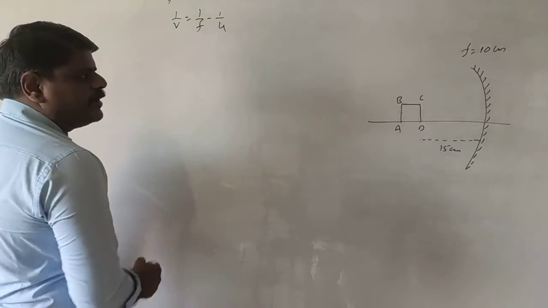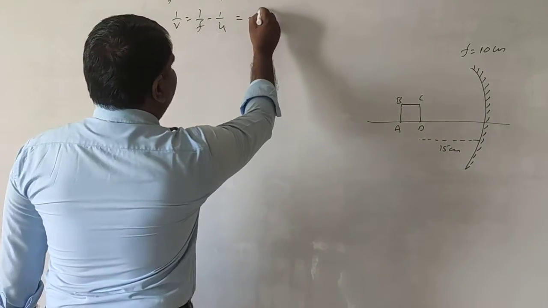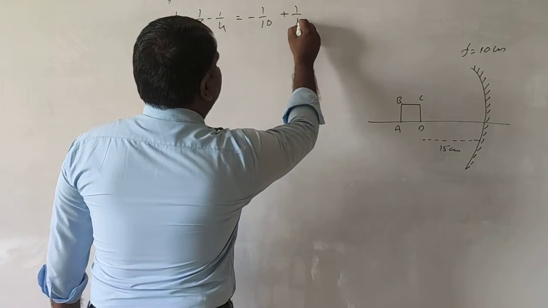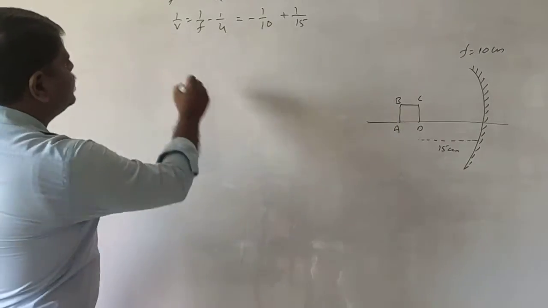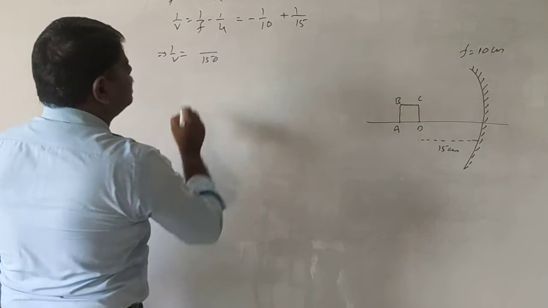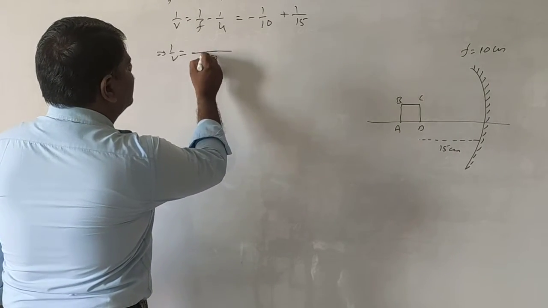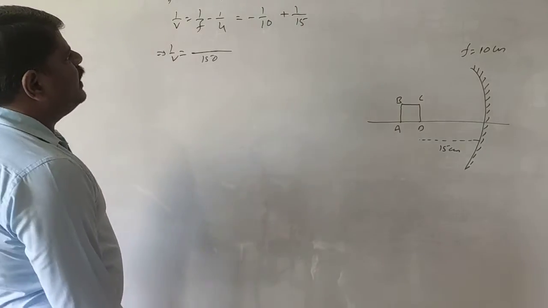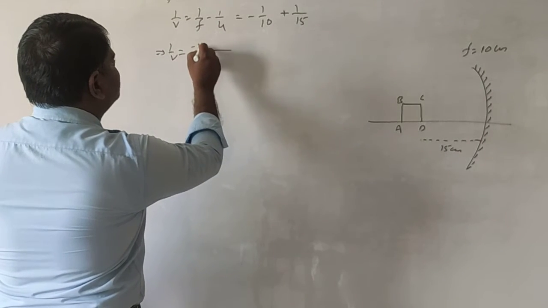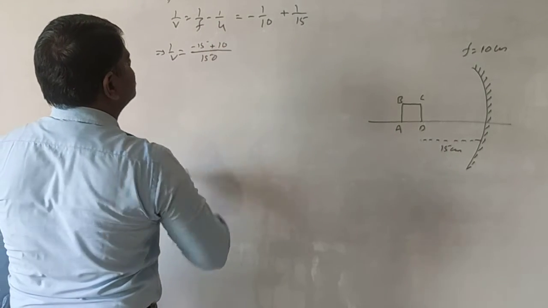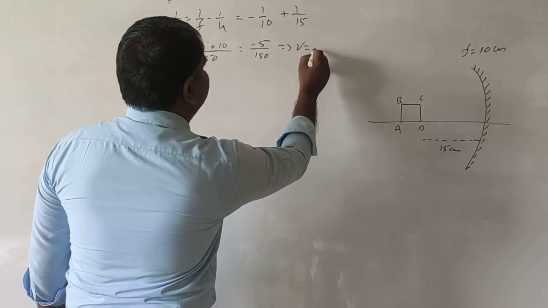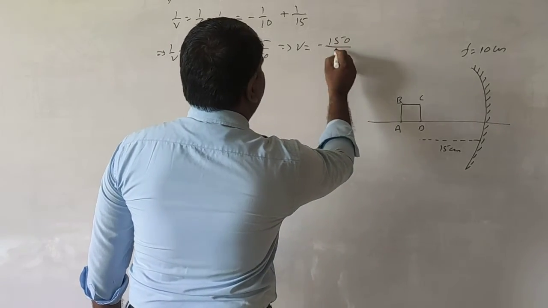Okay, so now let us substitute the values. 1 by f means we can write minus 1 by 10. Object distance is minus, minus into minus becomes plus 1 by 15. So that implies 1 by v is equal to, 150 will be taken as LCM here. Then it will be 15 into 10. Multiplying, we get minus 15 plus 10. That is equal to minus 5 by 150. That implies v is equal to minus 150 by 5.